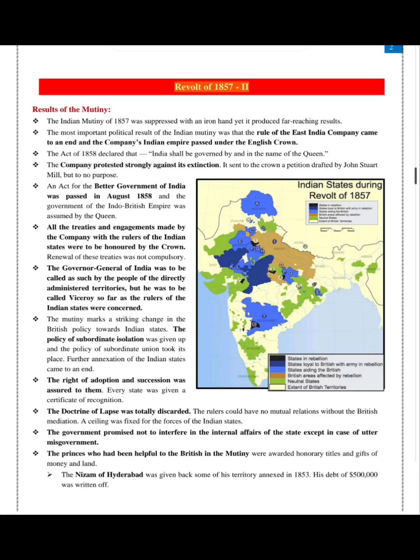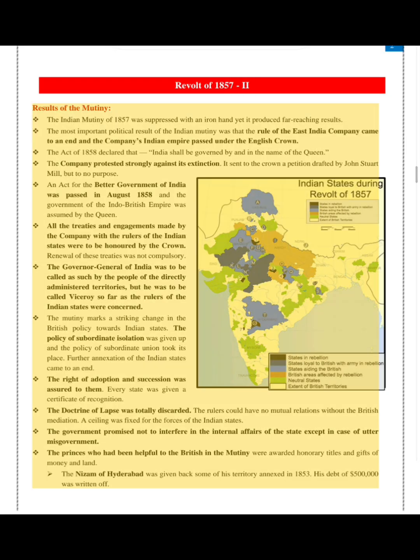Revolt of 1857: Results of the mutiny. The Indian Mutiny of 1857 was suppressed with an iron hand, yet it produced far-reaching results. The most important political result of the Indian Mutiny was that the rule of the East India Company came to an end and the company's Indian Empire passed under the English crown.